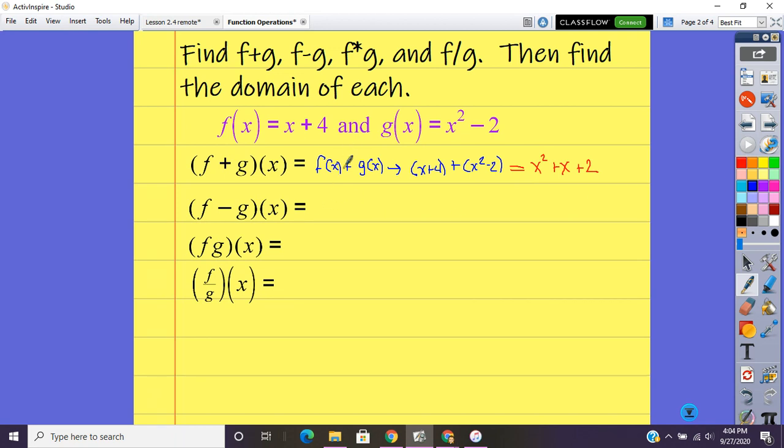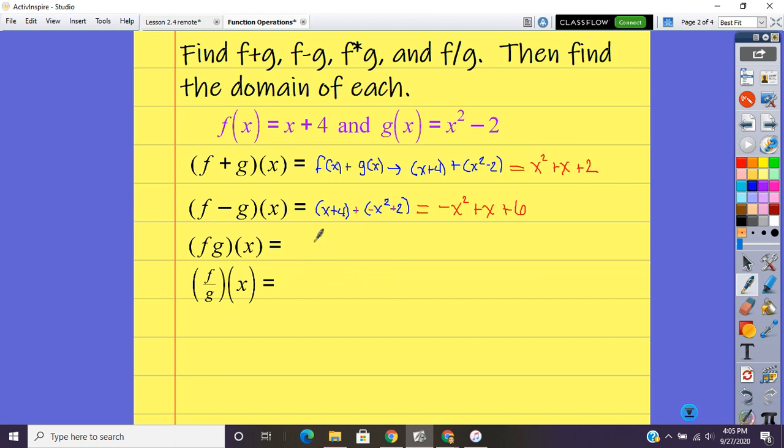Subtraction is going to be very similar, except instead of addition, it's subtraction. So I will do x plus 4 minus x squared minus 2. If you wanted to, you could change some signs around here to make this a little bit easier. This is the whole keep, change thing. So if we make that a positive, that changes all the signs in this parenthesis. And then it's just an addition problem again. Combine like terms, write it in standard form. So f minus g of x is going to equal negative x squared plus x plus 6.